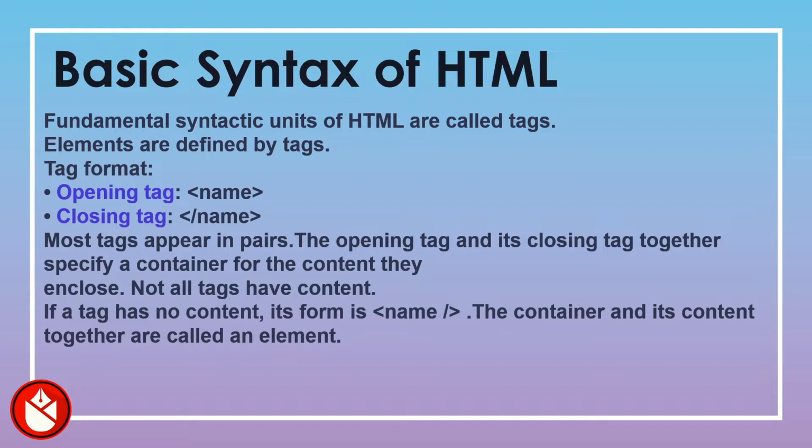Most tags appear in pairs. The opening tag and its closing tag together specify a container for the content they enclose. Not all tags have content. If a tag has no content, its form is like tag name. The container and its content together are called an element.